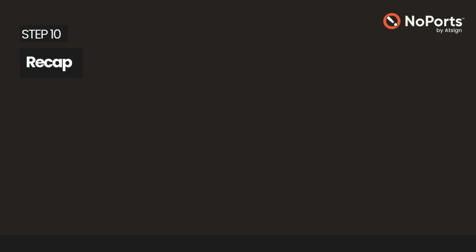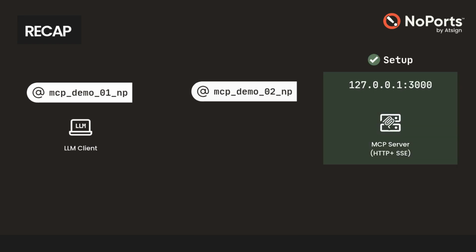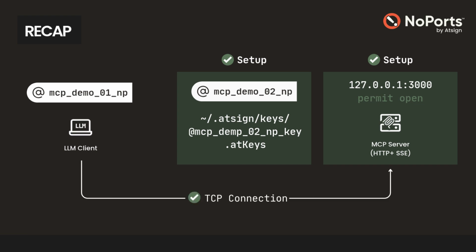So let's just do a recap of what just happened. In the first part, we set up an HTTP MCP server on localhost 3000. Then we set up our NoPorts daemon atsign on our device so that we have a set of keys at home directory/.atsign/keys. And then lastly, we set up a NoPorts daemon called sshnpd. And then we also edited the override.conf file to permit open on localhost 3000, which will ultimately give our first atsign the ability to establish a TCP connection on the remote machine on localhost 3000, which is where our MCP server is running.